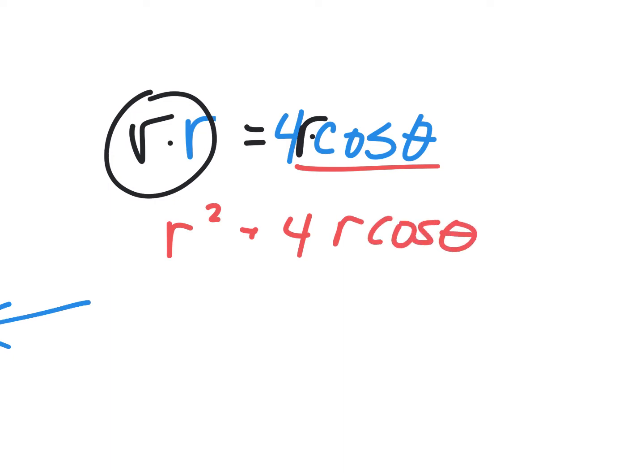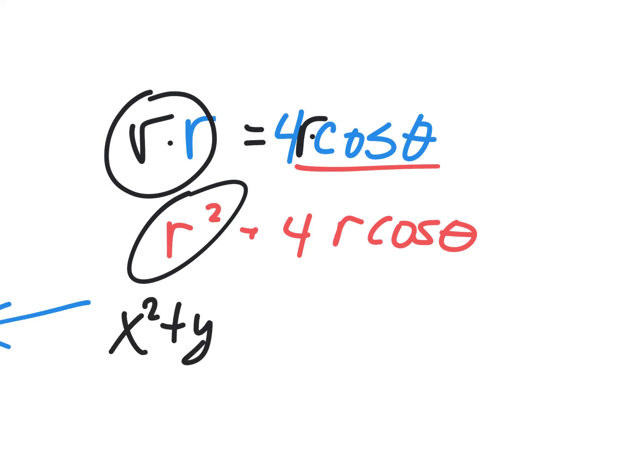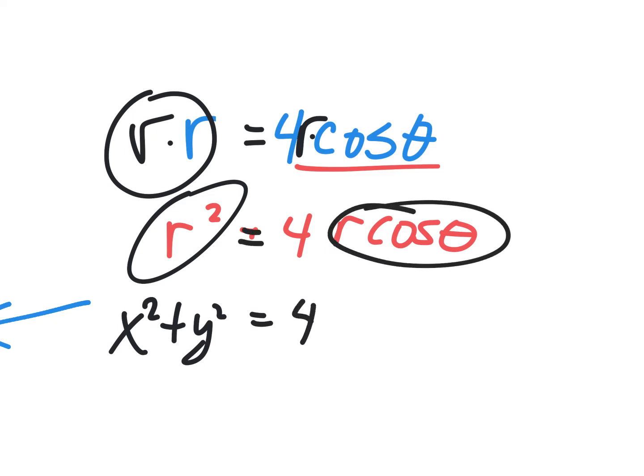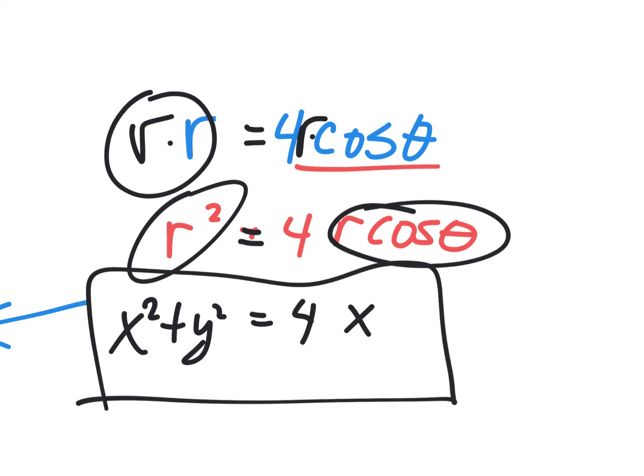Have you seen both of those before, Teddy? What's r squared? You do x squared plus y squared. And then what's the r cosine theta? That's going to be x. Yep. Look at that. Does that only have x's and y's in it? Yep. So then it's done.